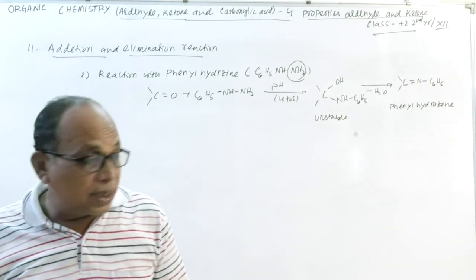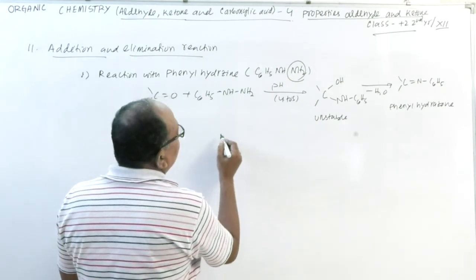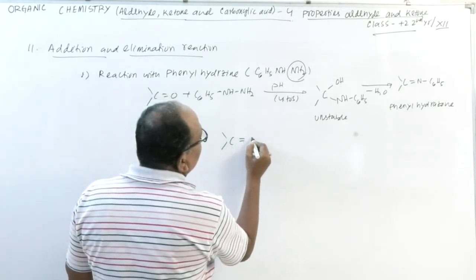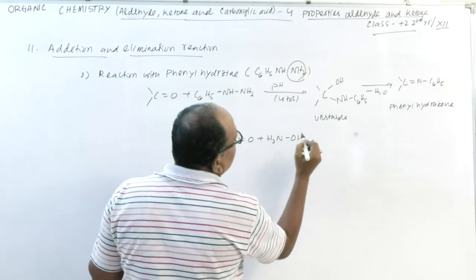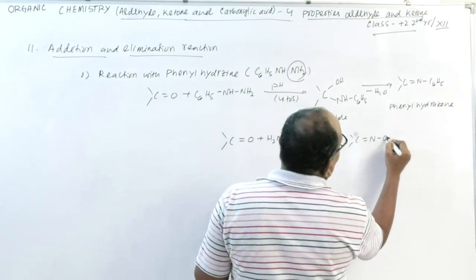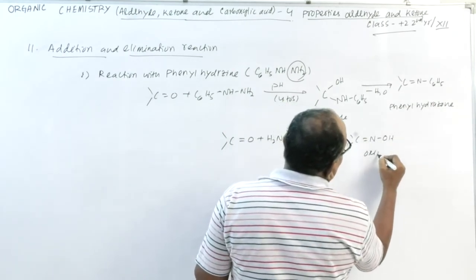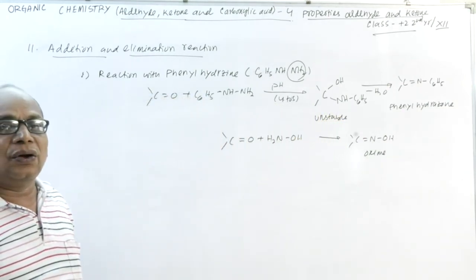Okay students, I made a mistake there. That is C double bond O and H2N OH. This gives C double bond N OH. This is called oxime.